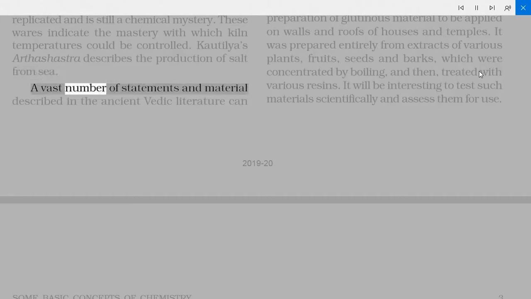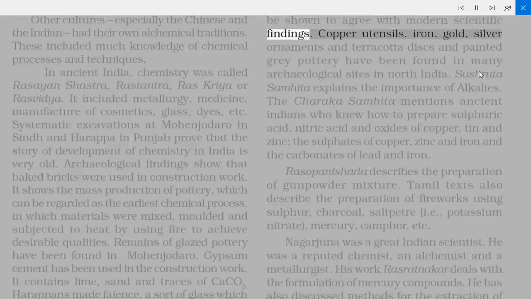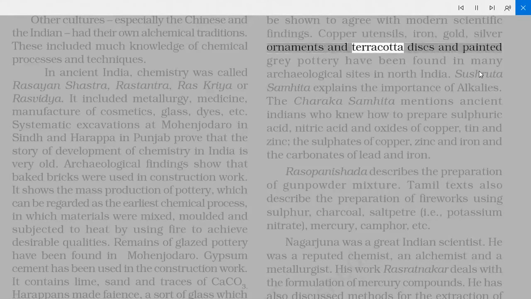A vast number of statements and material described in the ancient Vedic literature can be shown to agree with modern scientific findings. Copper utensils, iron, gold, silver ornaments and terracotta discs and painted grey pottery have been found in many archaeological sites in North India. Sushruta Samhita explains the importance of alkalis.